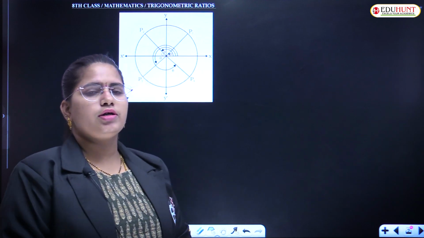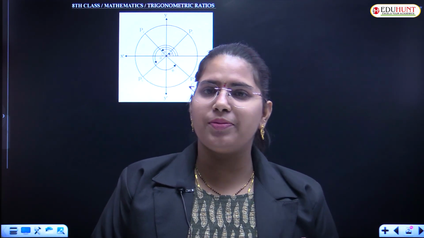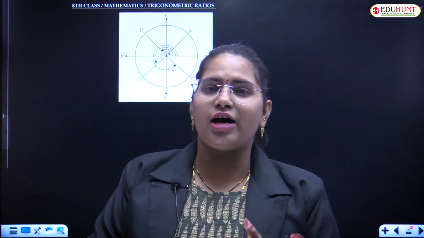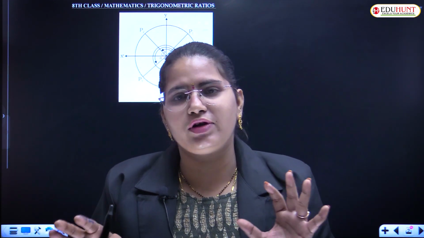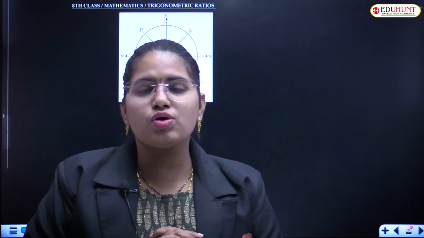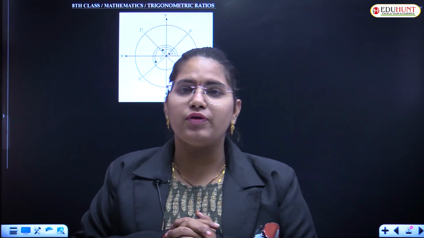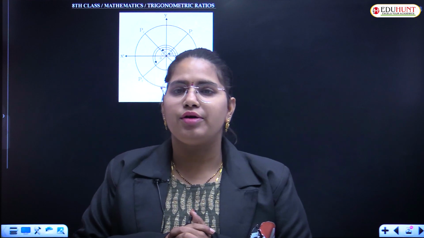First of all, tell me what is a ratio? It's a comparison between two different quantities, correct? Two different types of dimensions we will compare, right? So ratio is simply a comparison. Here in the trigonometric ratios we will compare the sides of a given triangle, right?